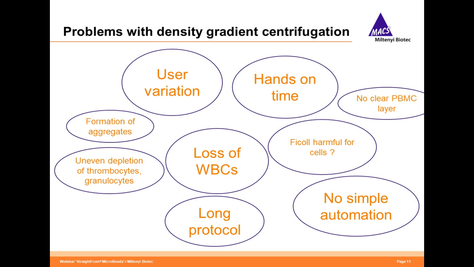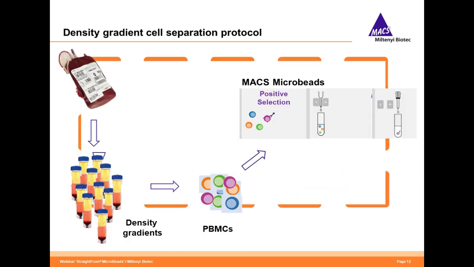So the density gradient centrifugation has additional disadvantages, and the first and most obvious is the loss of white blood cells during the process. We just talked about the long protocol, but you not only have a long protocol, there's also a lot of hands-on time that you need to spend. And depending on the user you also see variations, and especially when you have older blood samples, for example, you often don't get clear PBMC layers, the formation of aggregates appears, and sometimes you have uneven depletion of thrombocytes or granulocytes. The discussion about how harmful Ficoll is for cells, we don't want to start here, but another important point is that the density gradient centrifugation is not very easily automatable.